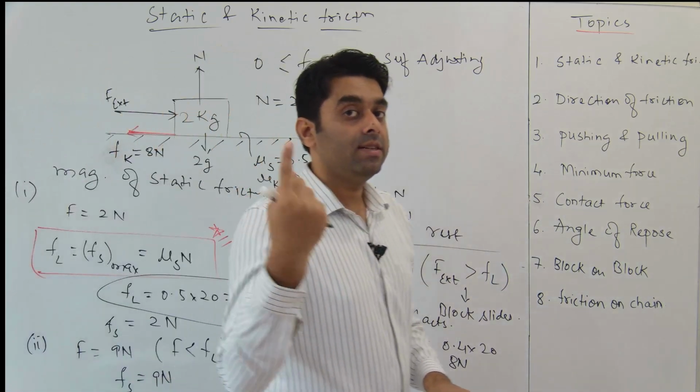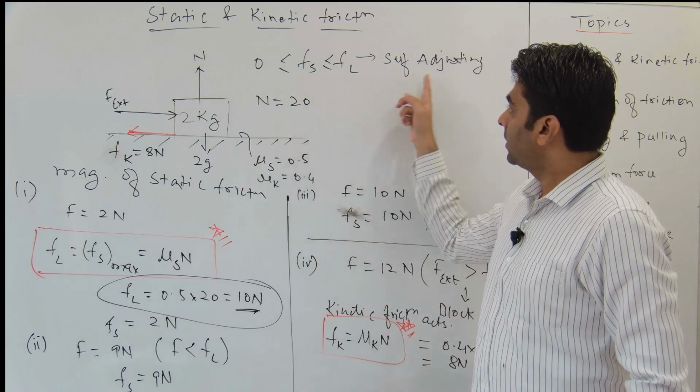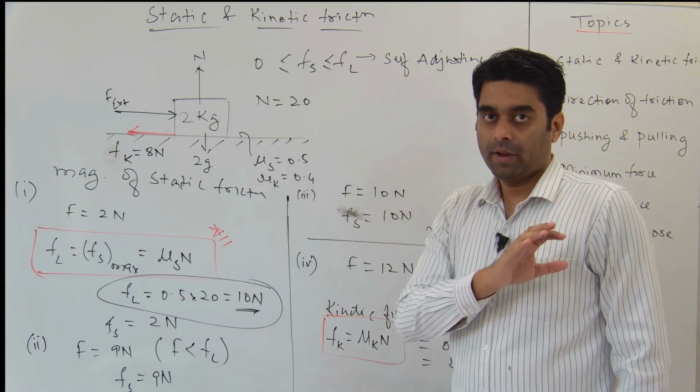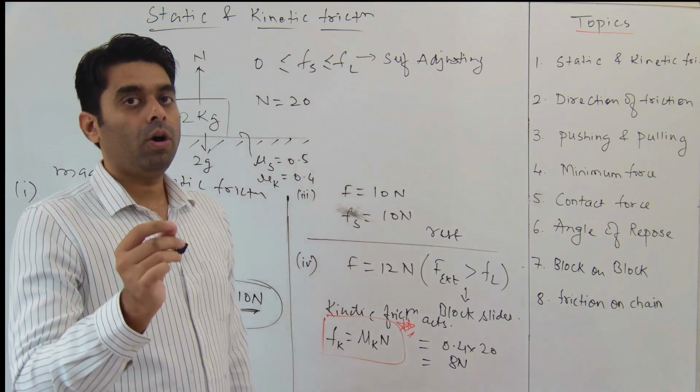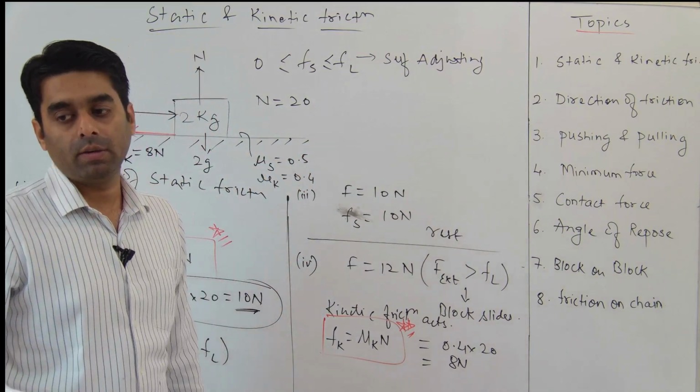Static friction changes its value. Static friction is self-adjusting in nature, but your kinetic friction is constant, right? Okay, so this is all we have discussed about the magnitude of static friction and kinetic friction. This variation we can also look at in terms of a graph.